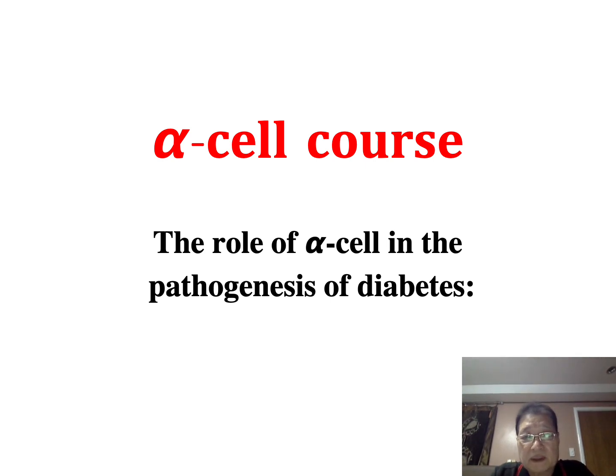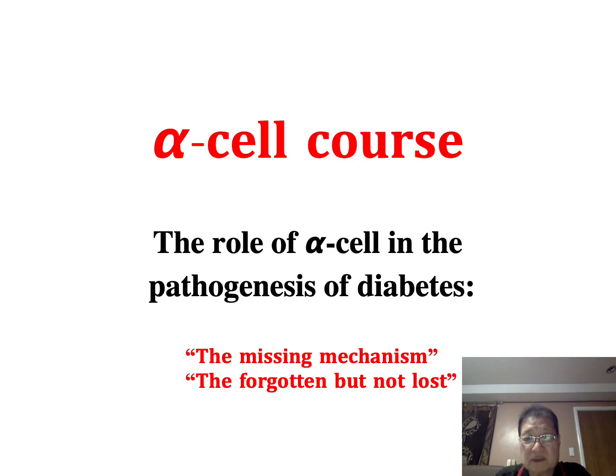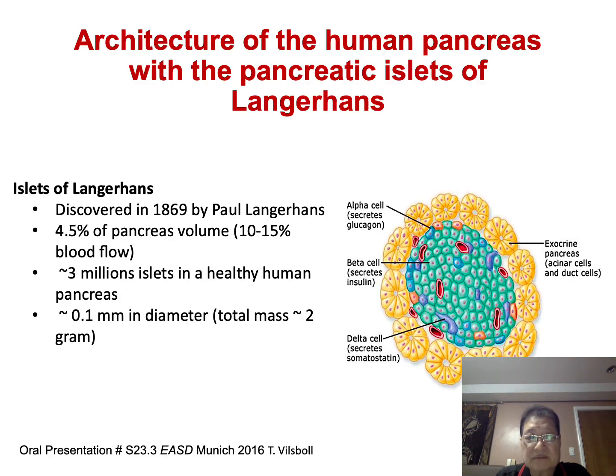Okay, so as an introduction to the alpha cell course, we're going to discuss the role of alpha cells in the pathogenesis of diabetes. The discussion will center on the dysfunction of the alpha cells, which is the missing link or missing mechanism in the pathogenesis of diabetes that has been forgotten, but not lost. I will try to elaborate on this as we go on with the succeeding slides.